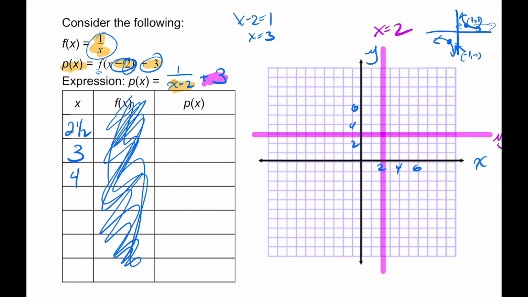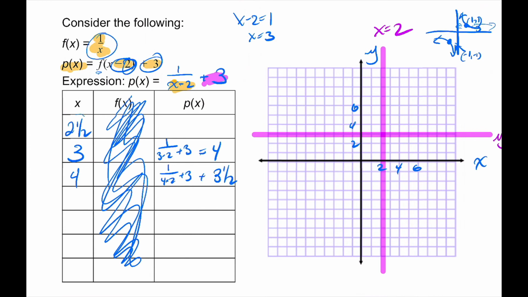So now let's go calculate the p of x first. And let's do 3 first because that was the easier one. So this is 1 over 3 minus 2, plus 3. Well, 1 over 1 is just 1, plus 3. That's going to be 4. When x is 4, this is going to be 1 over 4 minus 2, plus 3. So 4 minus 2 is 2, so it's going to be 1/2 plus 3, so that's going to be 3.5.